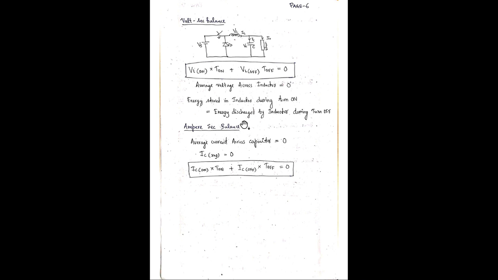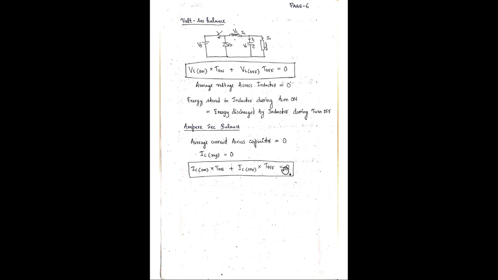And another one is ampere second balance. Okay, here similarly, where we took the inductor, here we are taking the capacitor. That is, average current across the capacitor will be equal to 0. Average current across this capacitor will be equal to 0. What is the purpose of this capacitor? To reduce the ripple voltage in the output. Okay, so here the average current across this capacitor will be equal to 0. That is IC on into T on plus IC off into T off, which will be equal to 0. This is what the ampere second balance law is about.